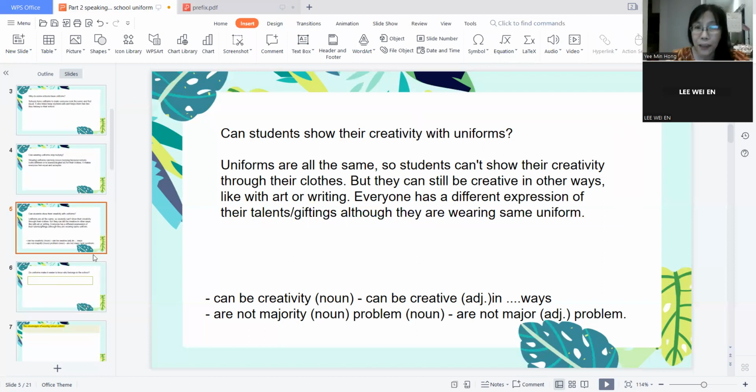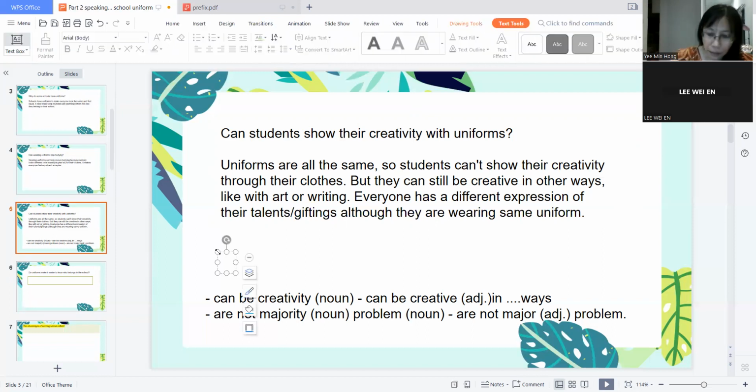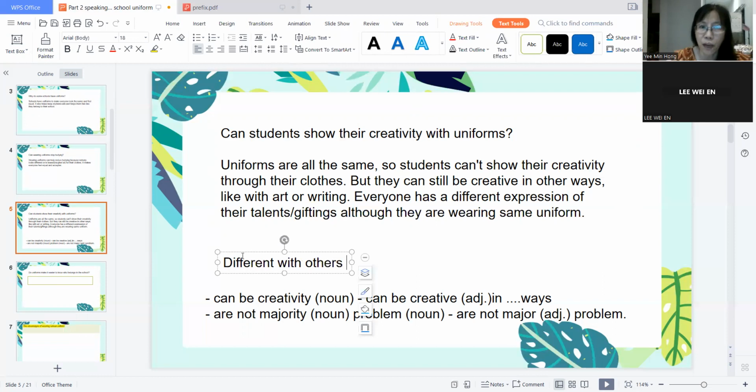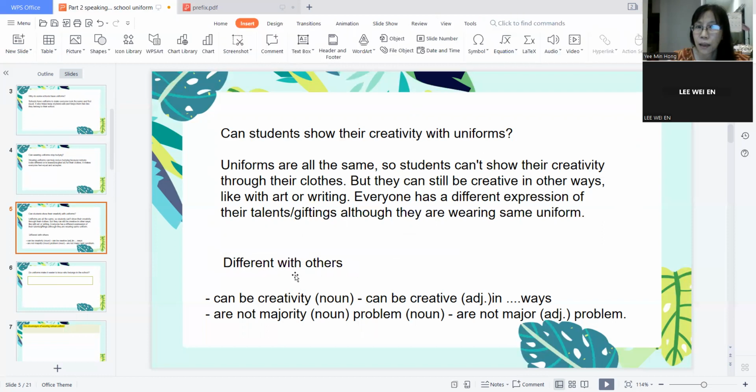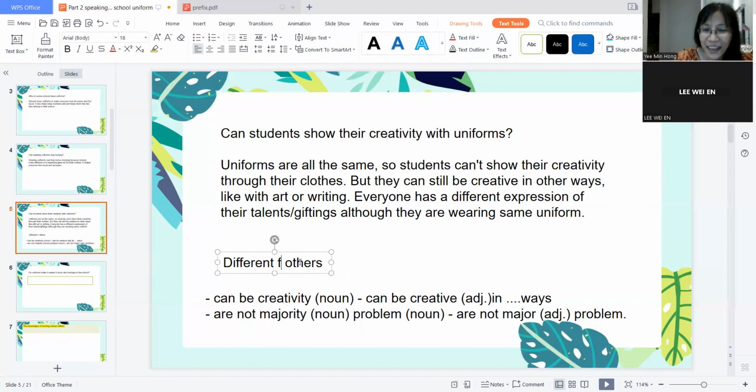All right. Oh, I pick up this another one. Just have to be very careful. Sometimes it's just a slip. You say different with others. I heard several times you mentioned different with others. What do you think is the proper preposition? Different from. Remember? Yes, they are different from others, not different to, not different with.